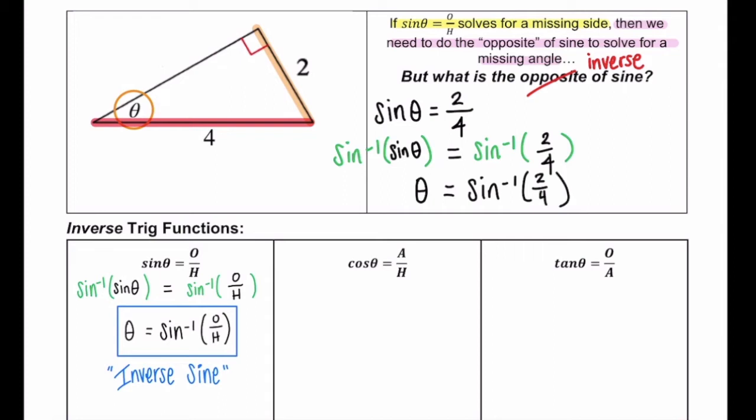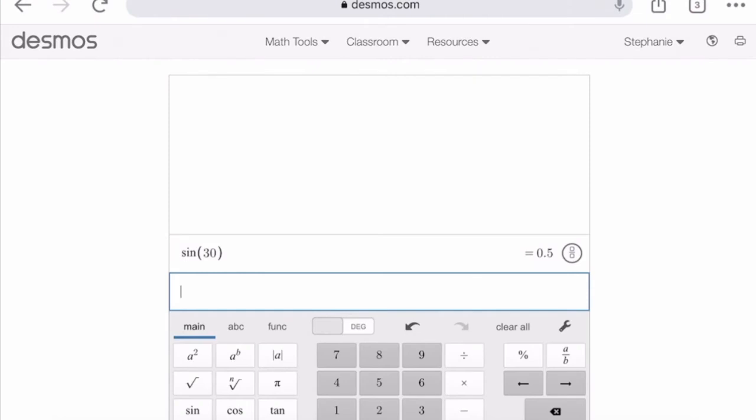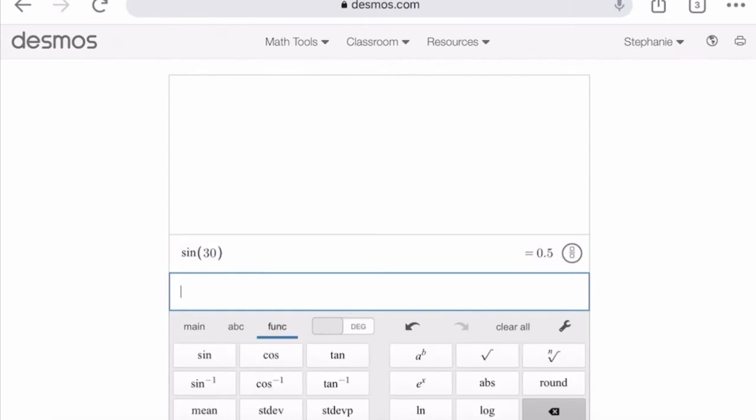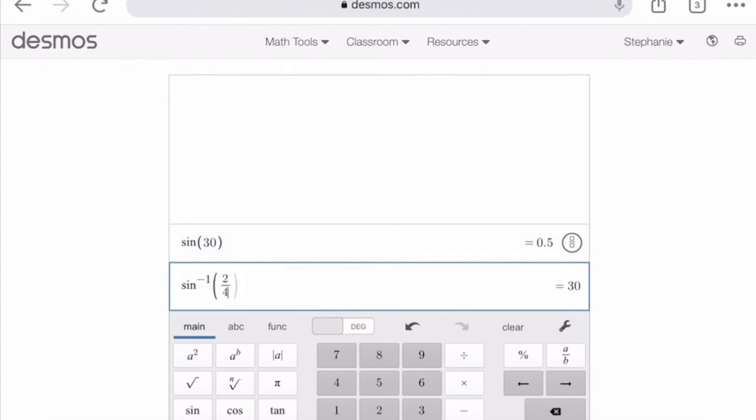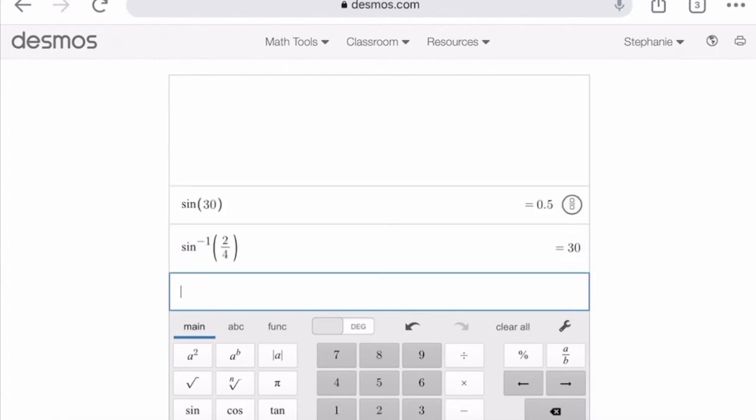Okay, but that still doesn't give me my angle measure theta, which, by the way, from our warm-up, we know it should equal 30 degrees because this is the same triangle. Well, if we go back to our scientific calculator, there's actually something interesting. If we go to the functions tab again, you'll see our inverse function. There's inverse sine. So we have inverse sine of 2 divided by 4, and what does it give us?